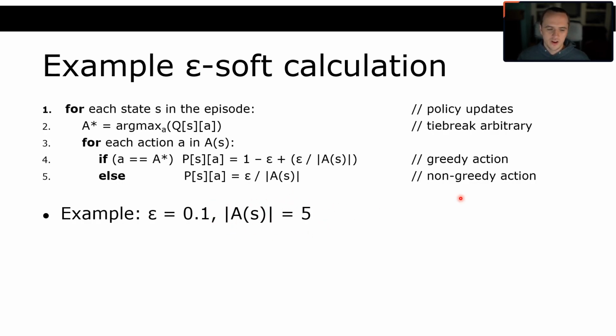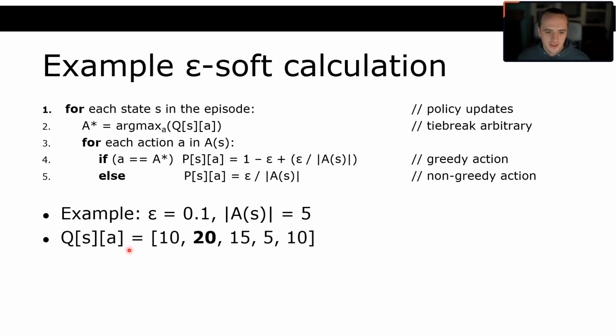Okay, I know I just said 4, but I put 5 on this slide. So let's say that our value estimates, after we do an episode and after we update, are the values that we have. So we have 10 at index 0, 20, 15, 5, and 10. Let's say we have 5 possible actions, and at this given state, the values of those actions are these right here. So what we first have to do is line 2 up here, which says find A star.